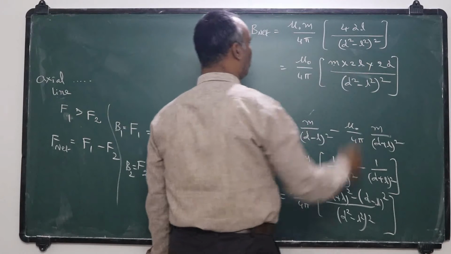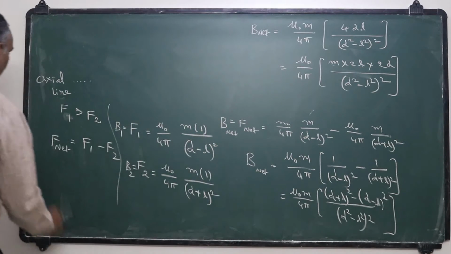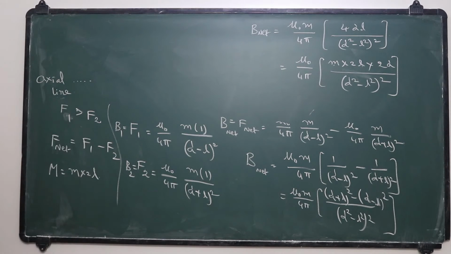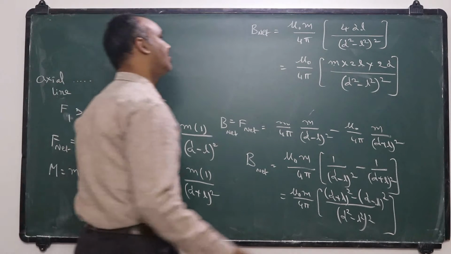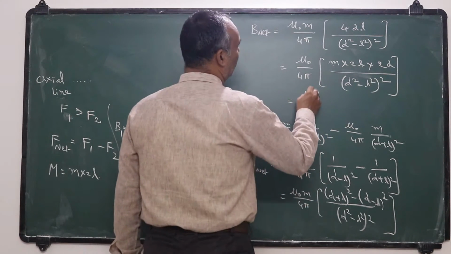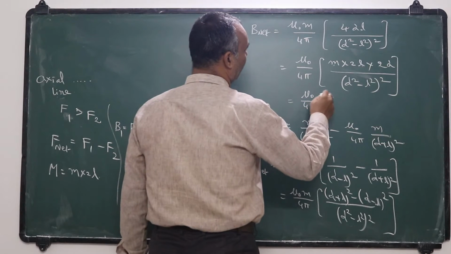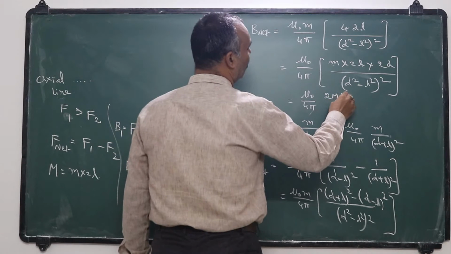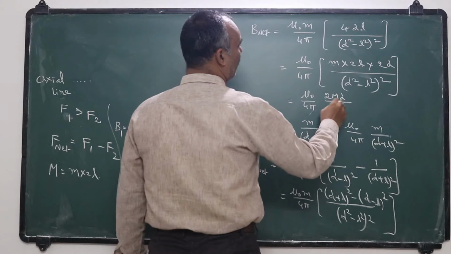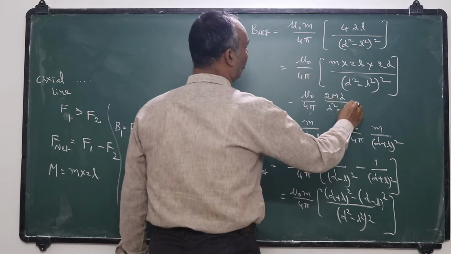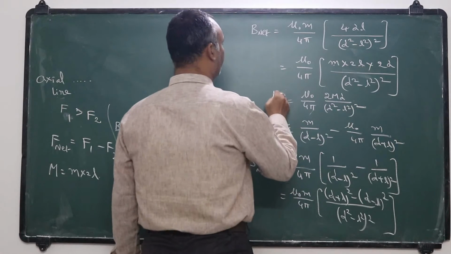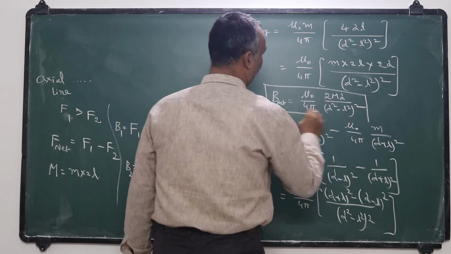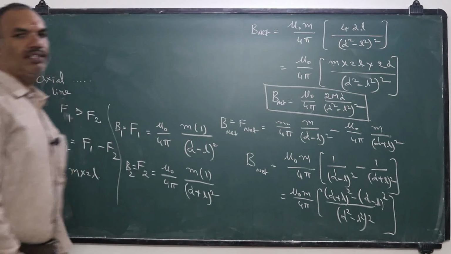Small m into 2L is called the magnetic moment. Magnetic moment is defined as pole strength into the length of the magnet. So it becomes mu naught by 4 pi into 2 capital M into d by d square minus L square whole square. This is the net magnetic field due to a bar magnet. This is the required answer.